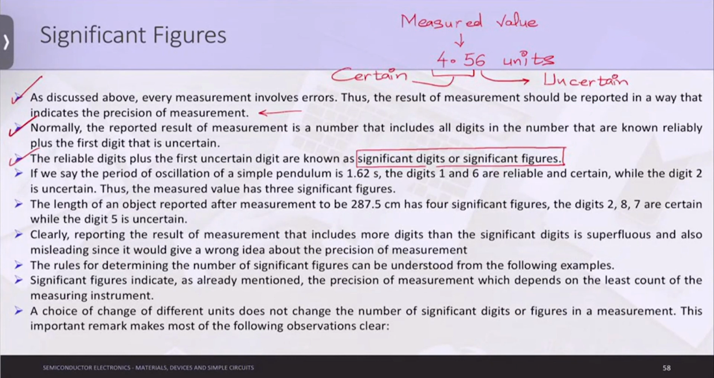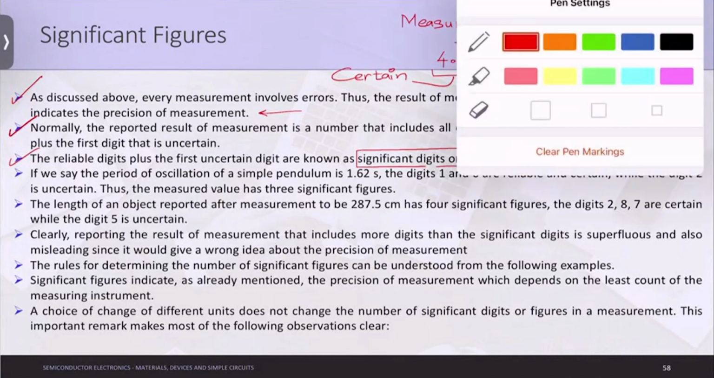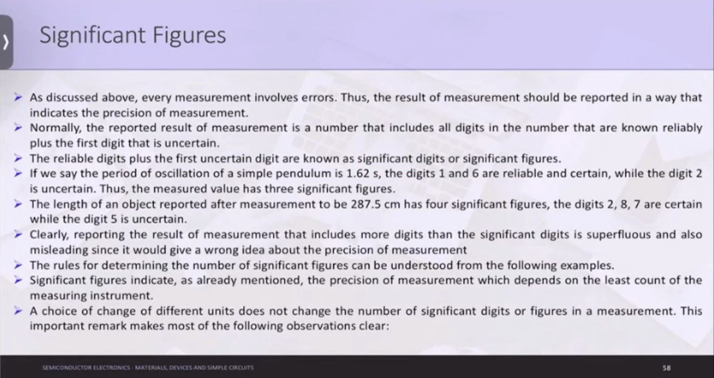Let's move on then. The next line states that if we say that the period of oscillation of a simple pendulum is 1.62 seconds, now let us try to understand these examples clearly. So if we say that the period of oscillation of a simple pendulum is 1.62 seconds, the digits 1 and 6 are reliable and certain, while the digit 2 is uncertain. Thus, the measured value has three significant figures. Try to understand these concepts very carefully because this is the main crux of this complete chapter.